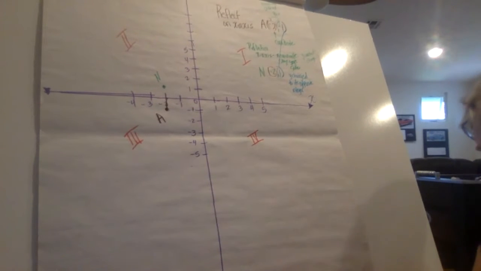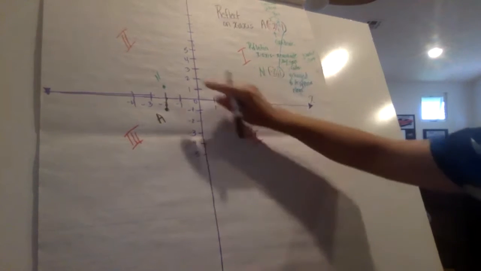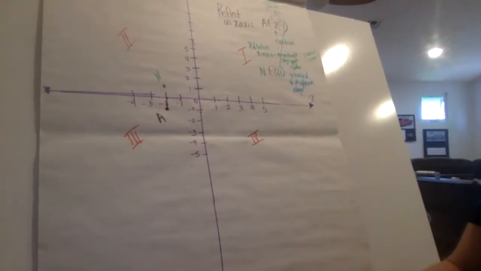I'm trying to think what we did before. Okay. All right. So the next thing, it said to label that as N and put it on the graph. So we went ahead and did that. So that was that point.